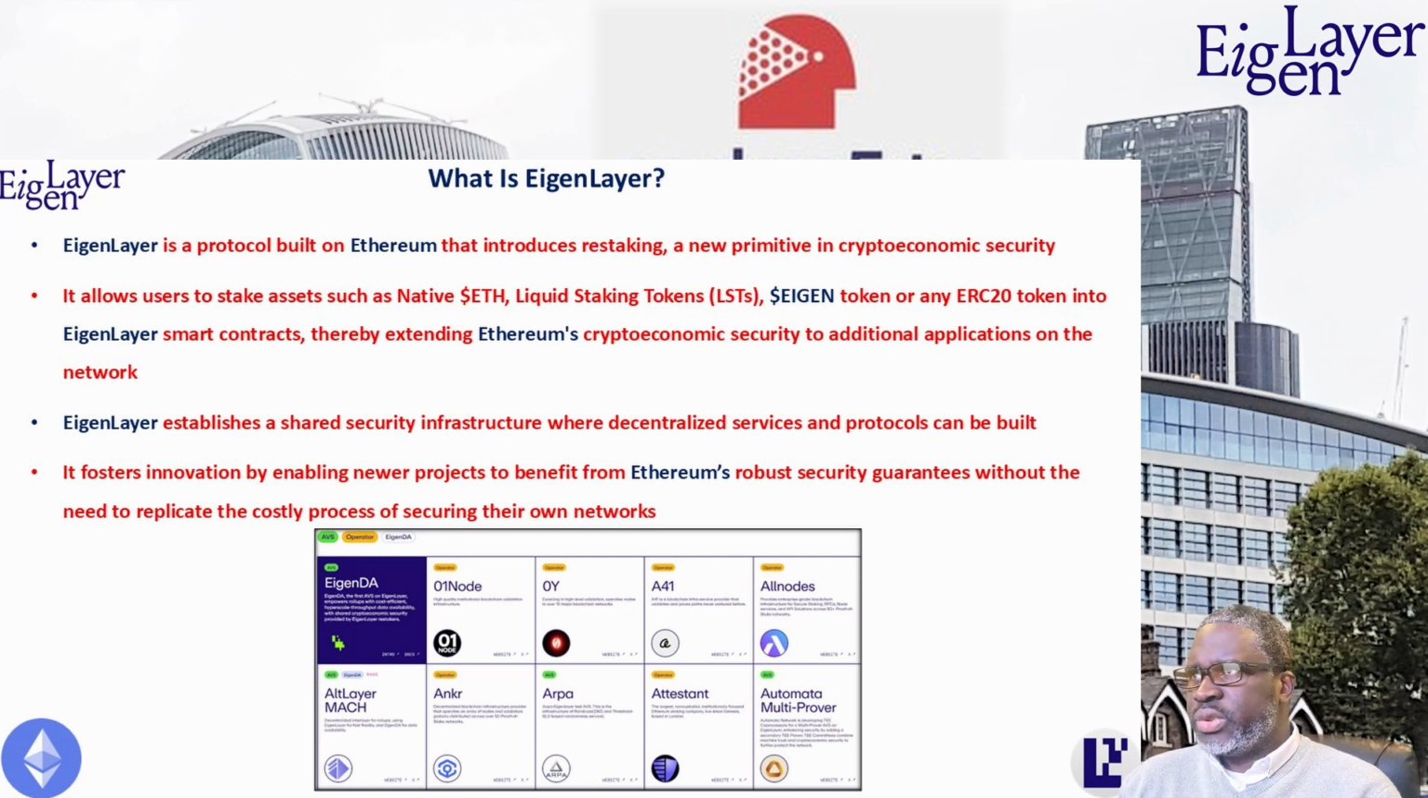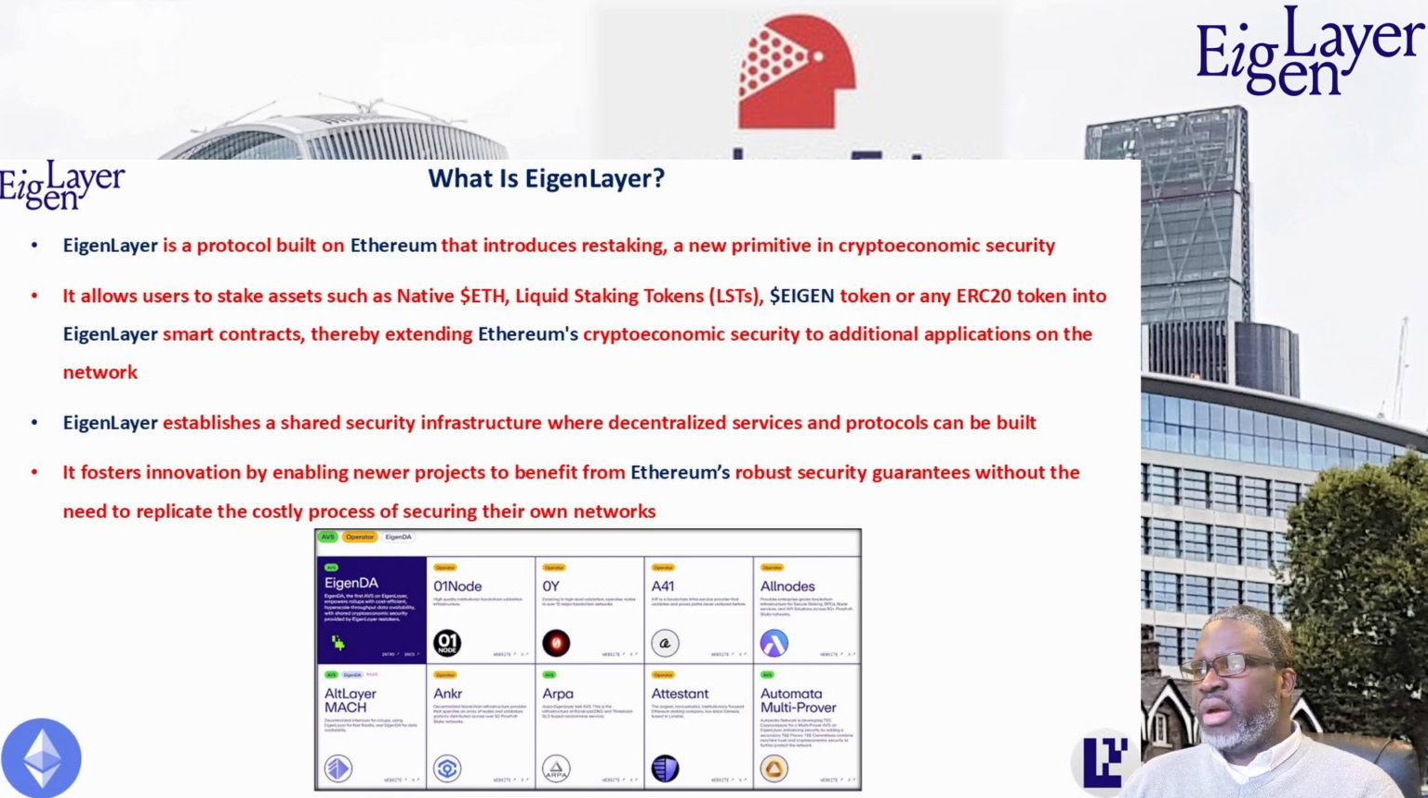Eigen Layer allows users to stake assets such as native ETH, liquid staking tokens known as LSTs, Eigen token, or any ERC20 token into Eigen Layer smart contracts, thereby extending Ethereum's economic security to additional applications on the network. Eigen Layer established a shared security infrastructure where decentralized services and protocols can build. This approach improves both scalability and composability in the blockchain ecosystem. It fosters innovation by enabling newer projects to benefit from Ethereum's robust security guarantees without the need to replicate the costly process of securing their own network.